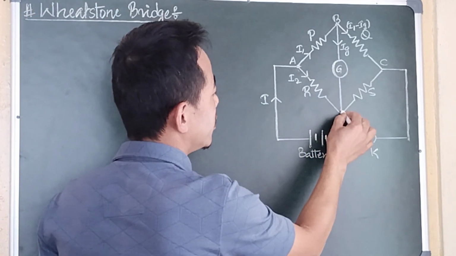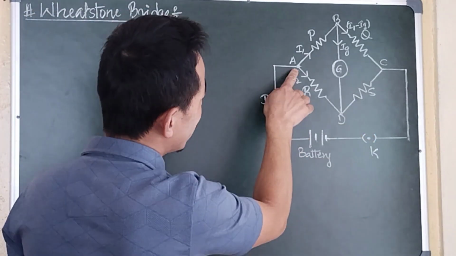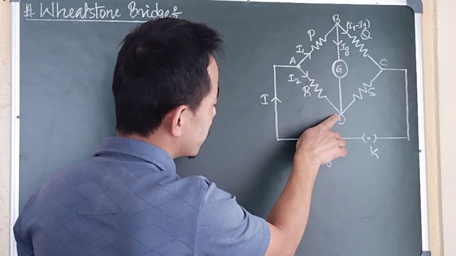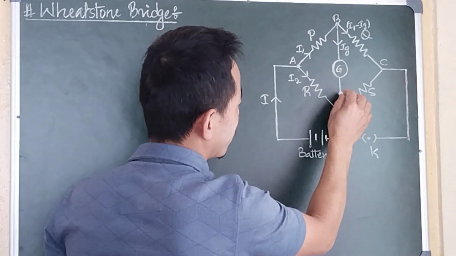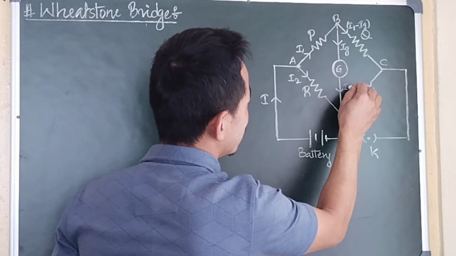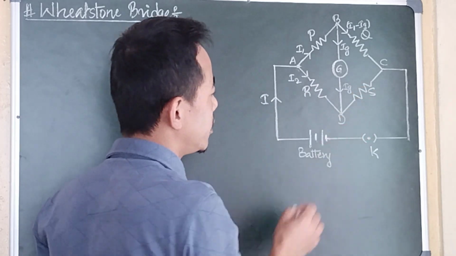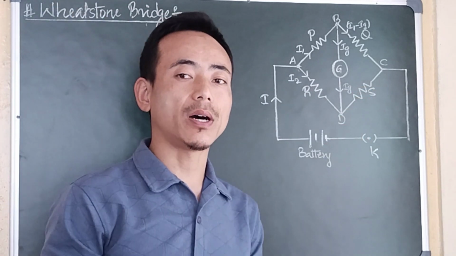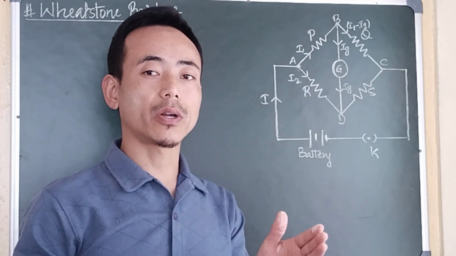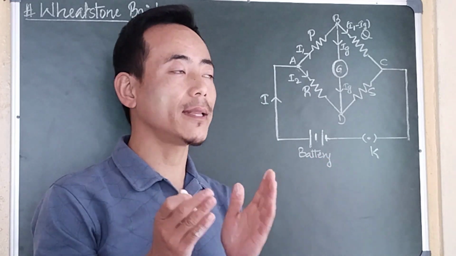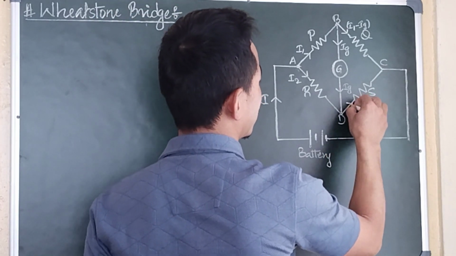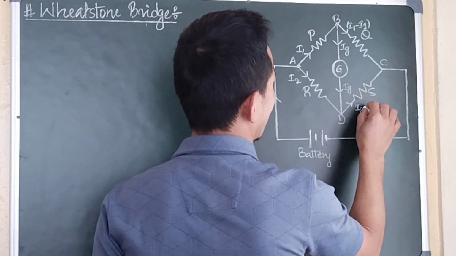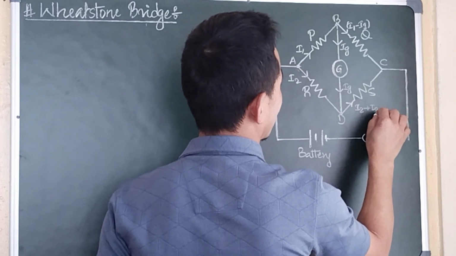Similarly, at the junction D, we have this current I2 reaching the junction D. Similarly, this IG is also reaching the junction D. When these two currents meet at the point D, they will have only one path in which the current can flow. So what will happen to the currents? They will combine and flow through the resistance S. So the current through the resistance S will be I2 plus IG.